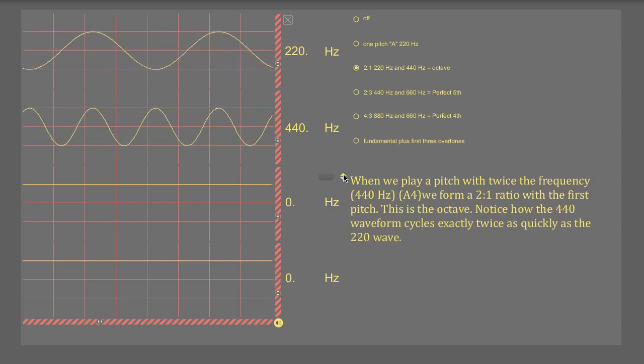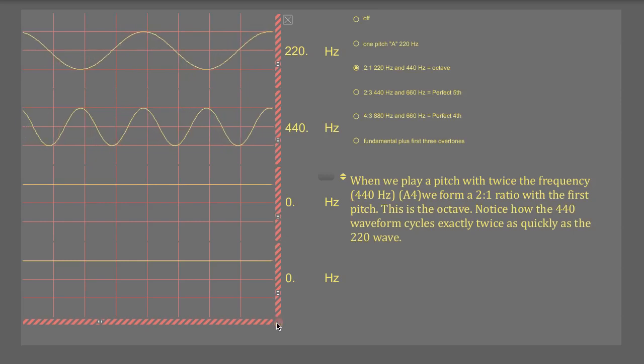This is the octave. Notice how the 440 Hertz waveform cycles exactly twice as quickly as the 220 wave. So here's one cycle of our 220 Hertz wave, and then we get for that 2 cycles of the 440 Hertz wave.